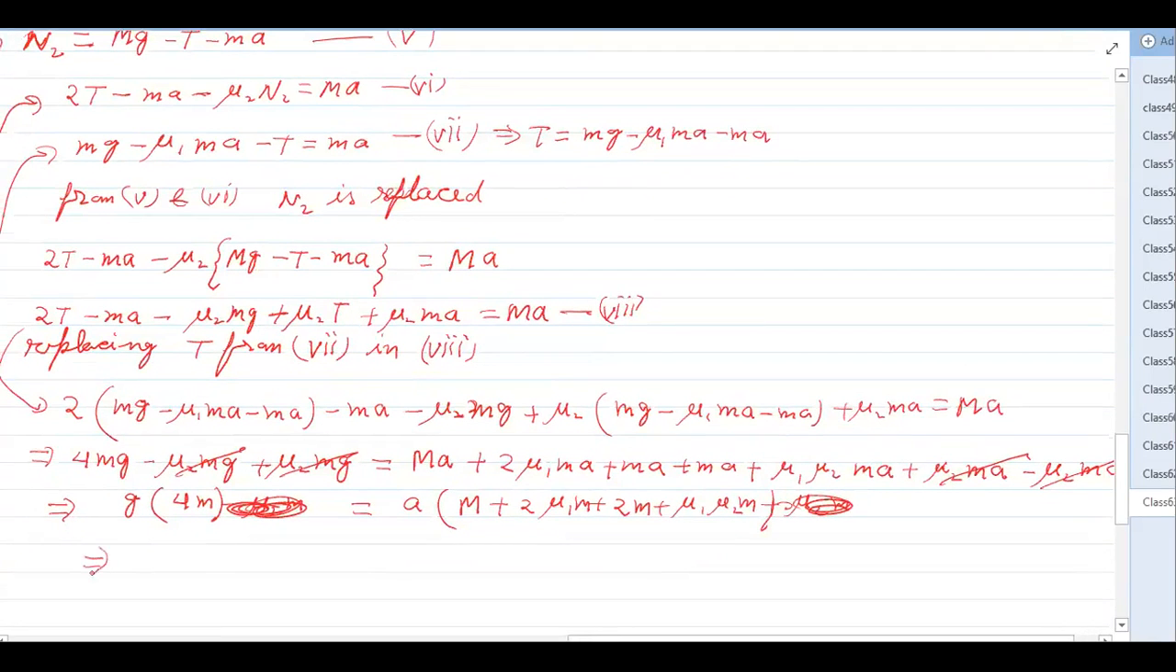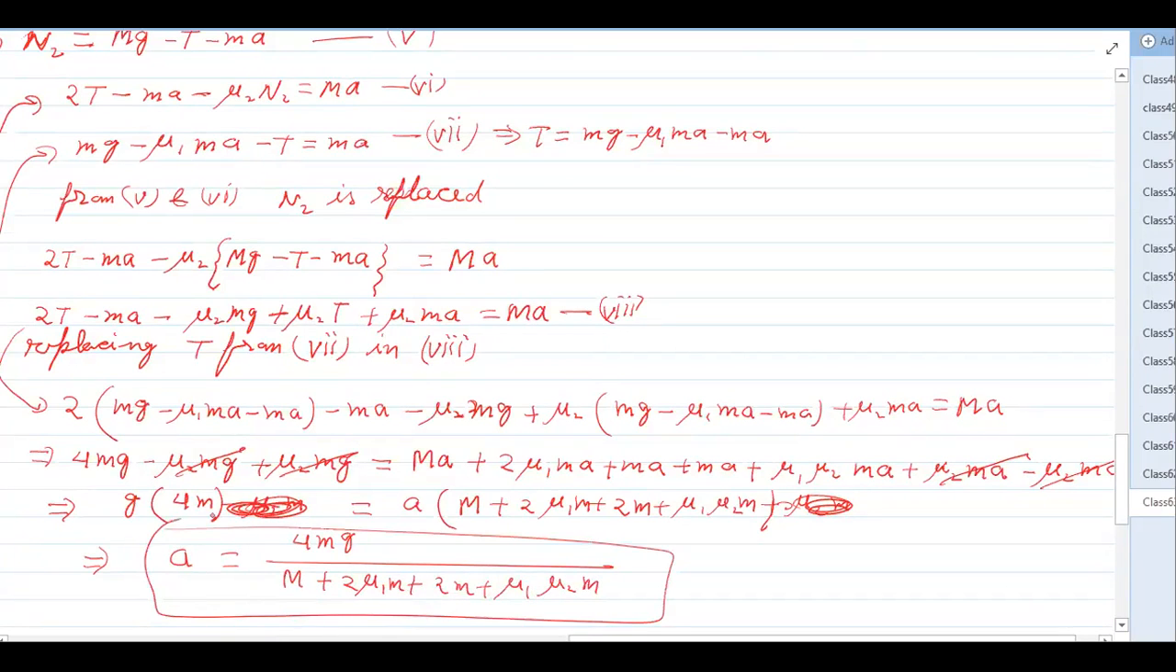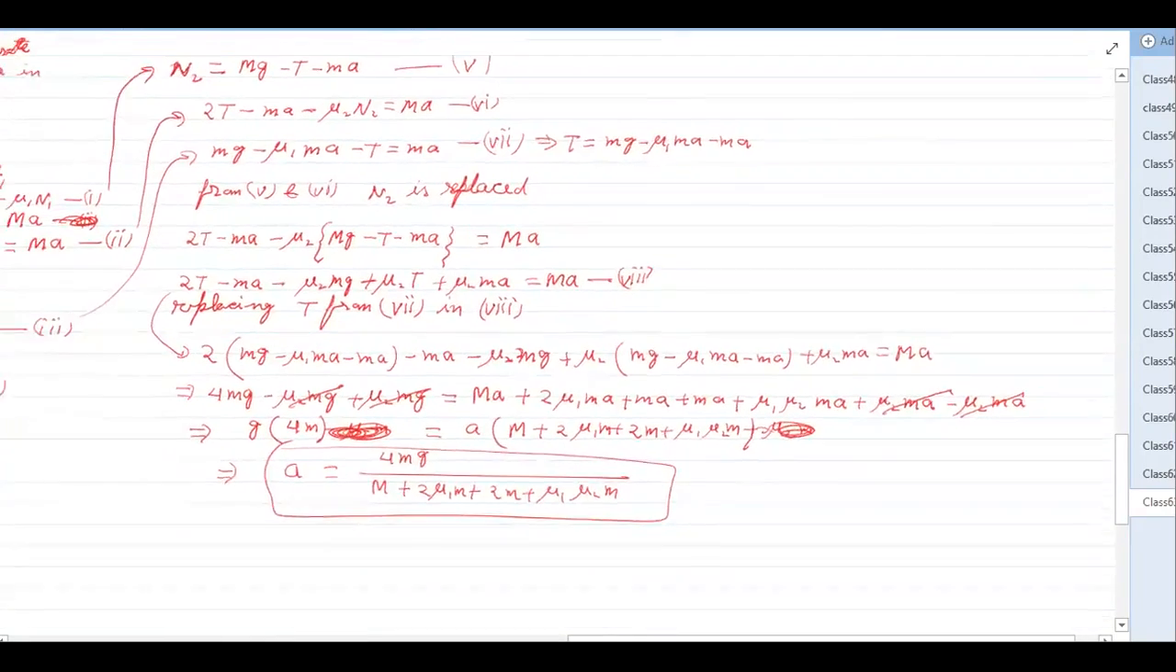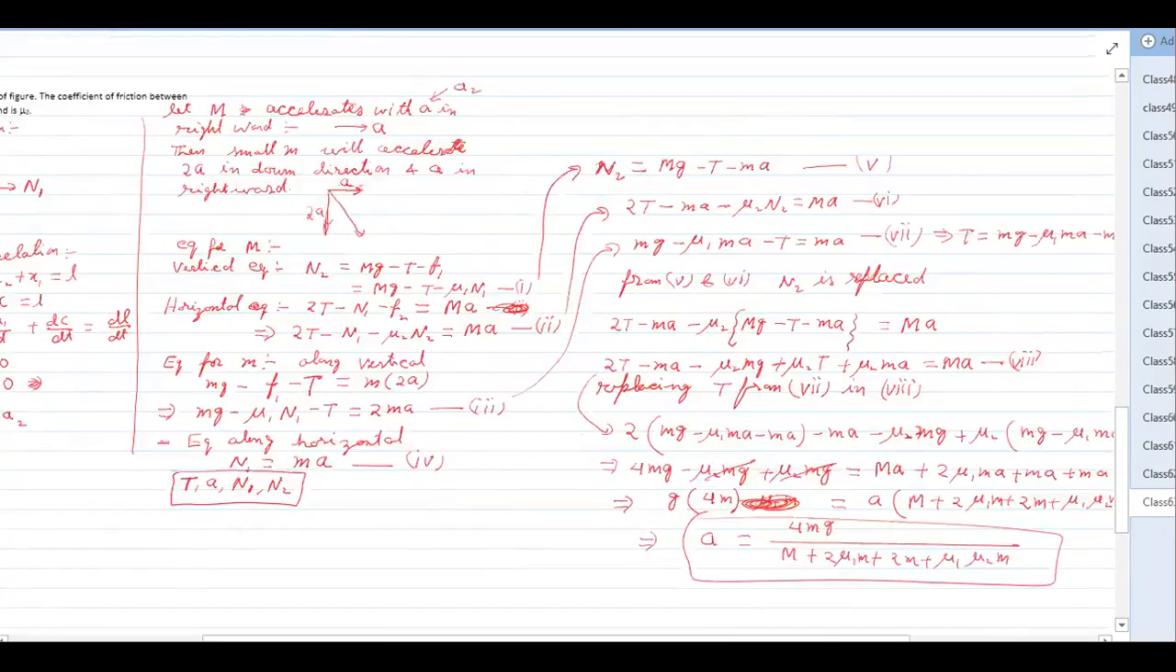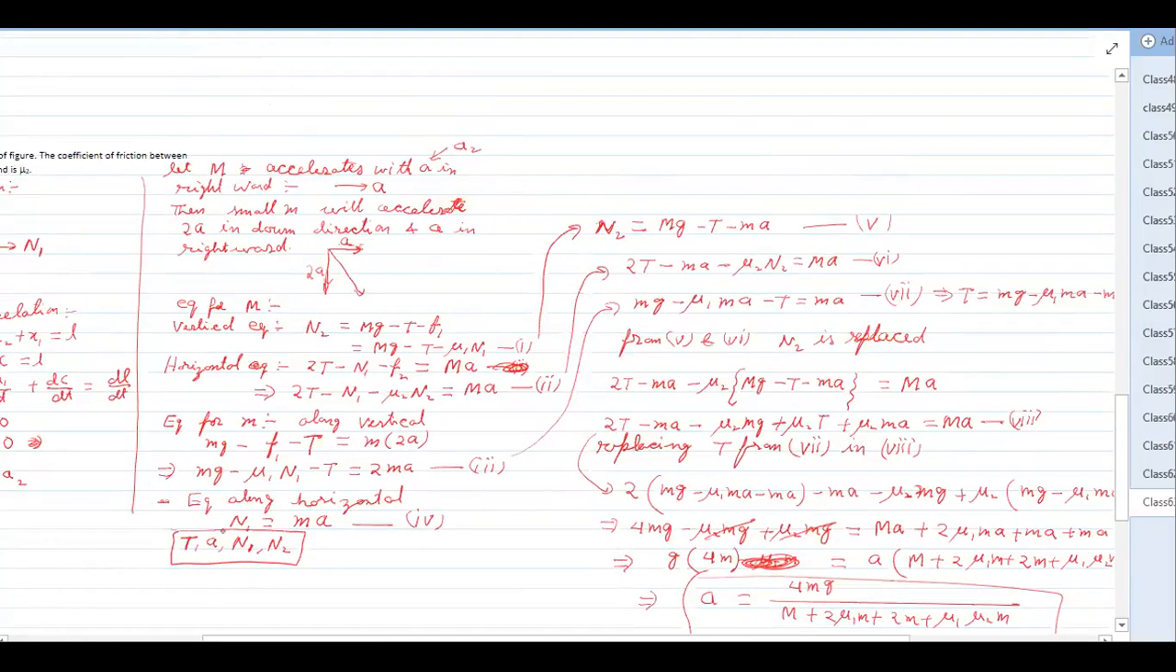This much we are getting. So it is coming A equal to 4 small mg divided by capital M plus 2 mu1 m plus mu1 mu2 m. Okay, so in this way we can solve. So the main thing is to write the equations. Up to here, where we have written all the equations, this is the main thing.